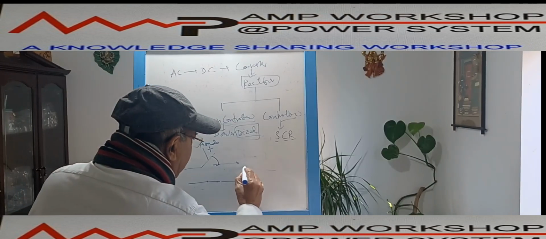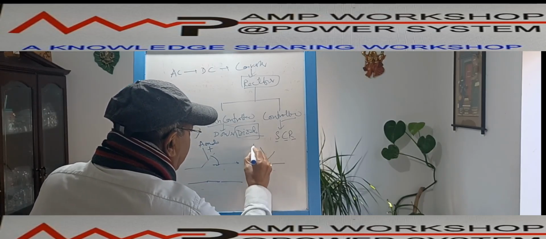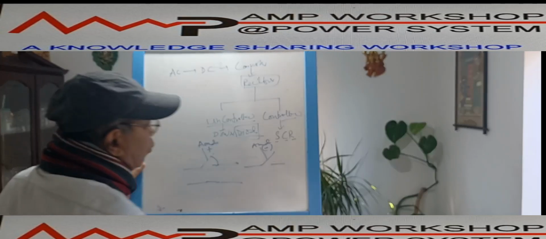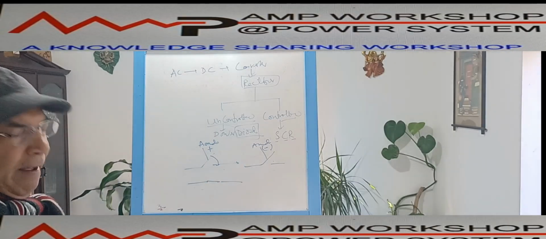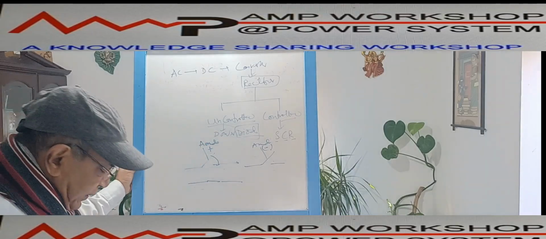But when the anode is negative, this is anode negative, then the switch is open. These are the two states of the diode. So this is the diode's basic characteristics.